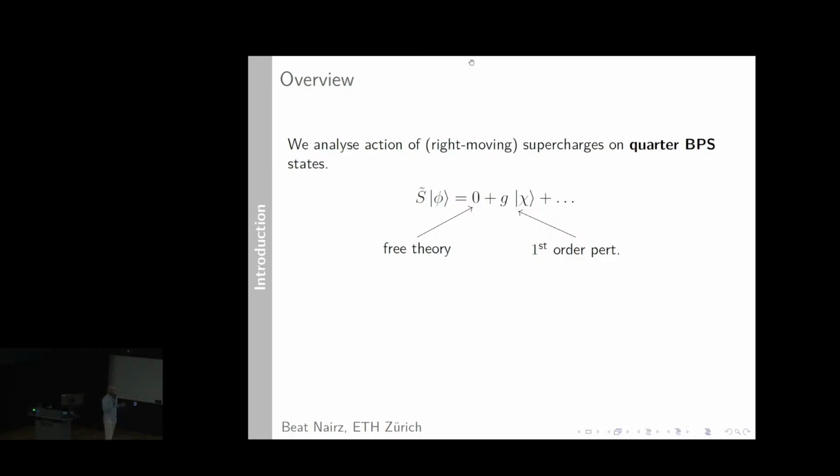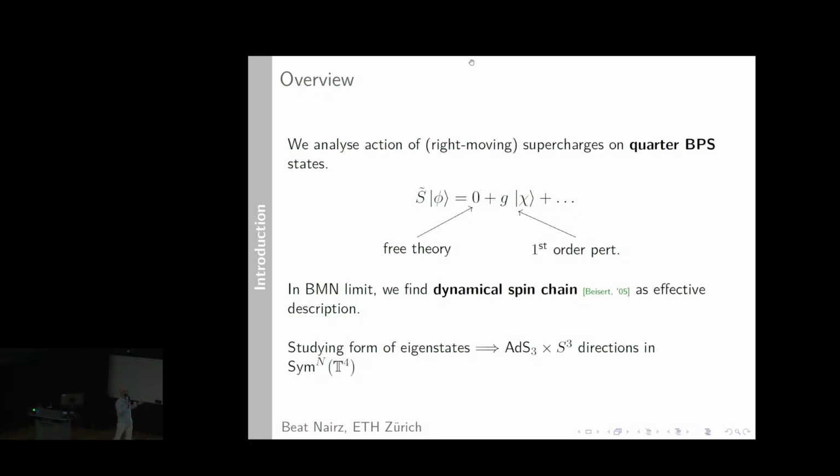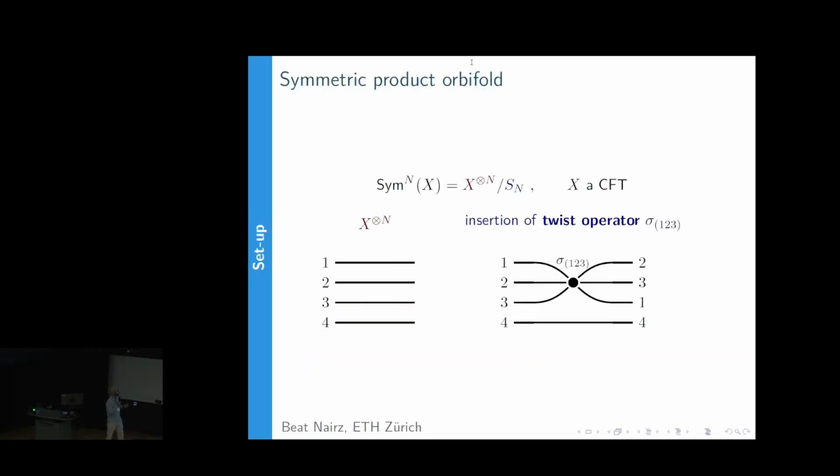And when we look at the BMN limit, we see that this supercharge action has an effective description by a dynamical spin chain. Furthermore, our framework allows us to study the conceptual question of how these geometric AdS3 times S3 directions emerge from this 2D CFT. So this is what I will try to outline in the next few minutes, but to do it I have to introduce one of the best CFTs in the world, the symmetric product orbifold CFT.